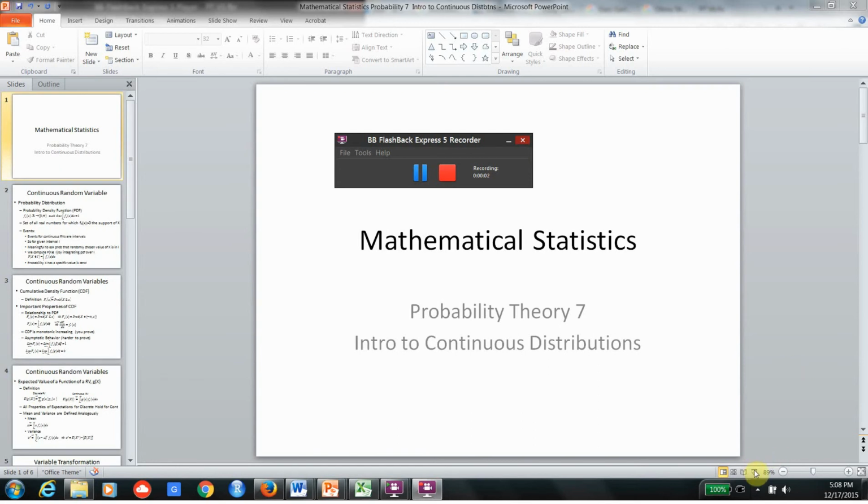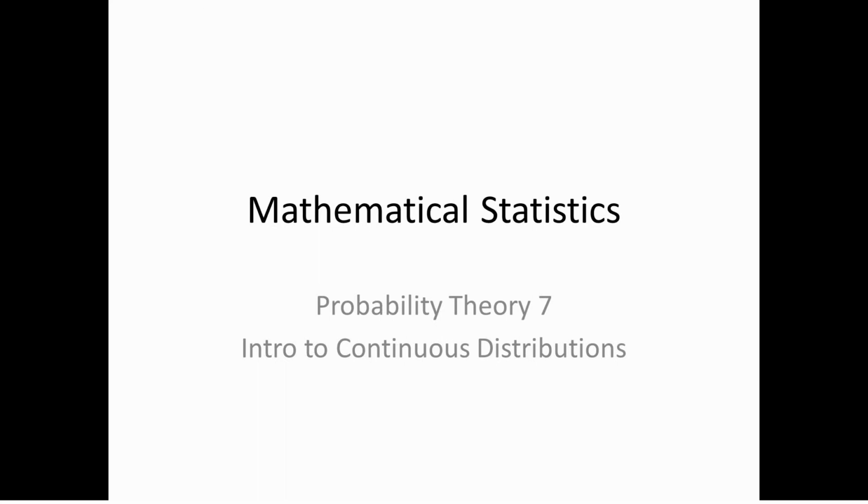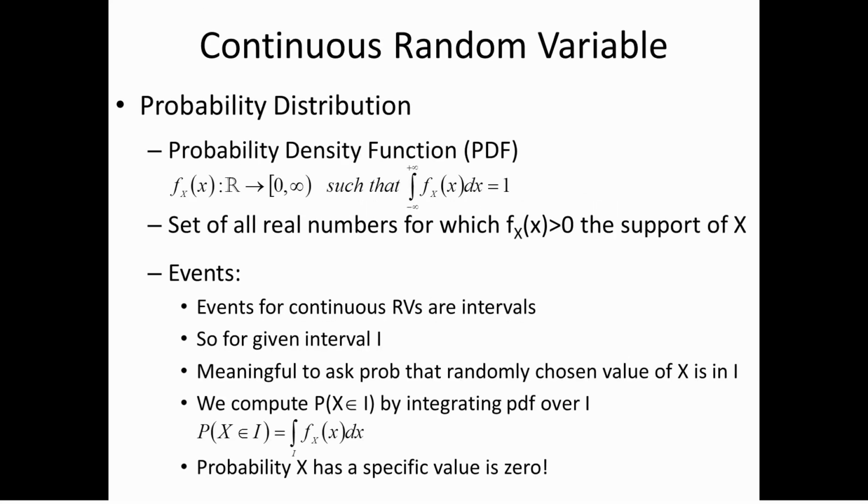Okay, so now we've made it through discrete random variables. We want to talk more about continuous random variables now. So again, we're going to introduce some general notions. We're going to have a probability distribution just like for discrete random variables, except now instead of having a probability mass function, we're going to have a probability density function. And this is going to be f sub capital X.